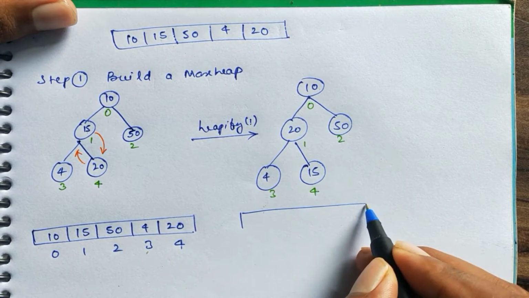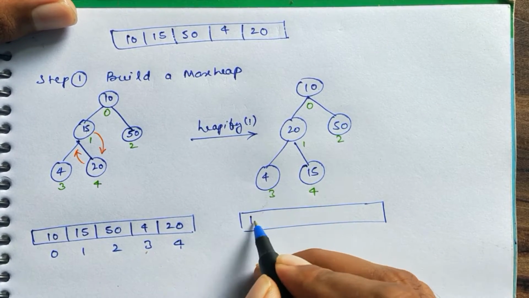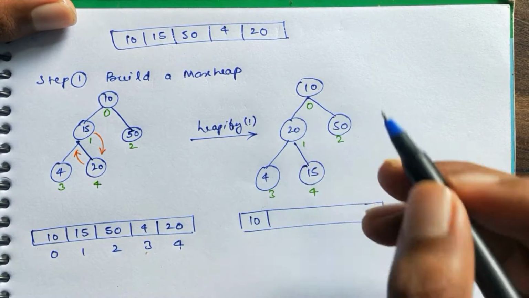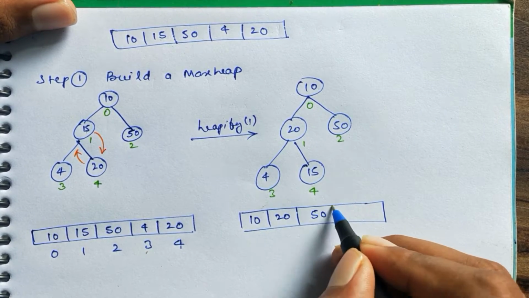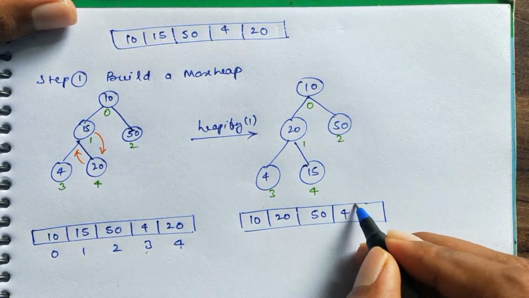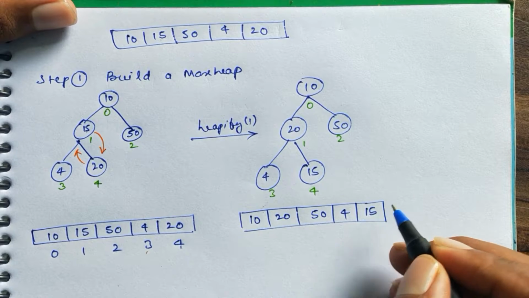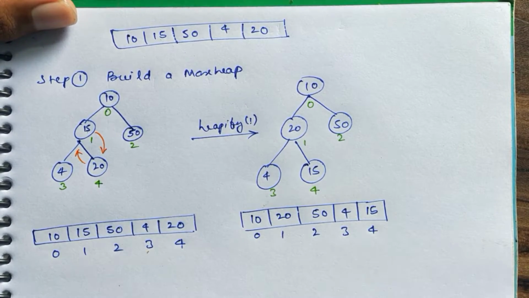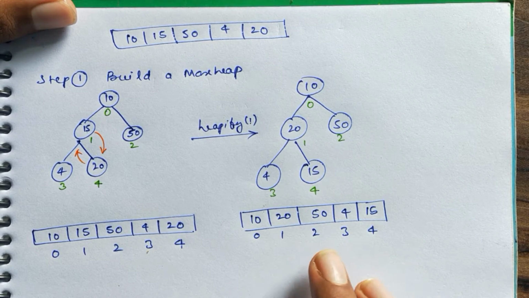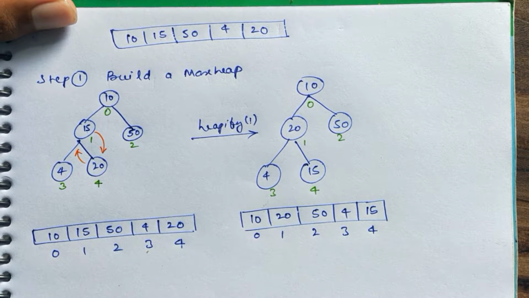Now how our array will look: 10 is at index 0, 20 is at index 1, 50 is at index 2, 4 is at index 3, and 15 is at index 4. 0, 1, 2, 3, 4. So basically we have rearranged the given array in this step.